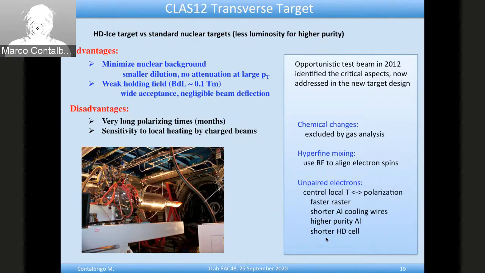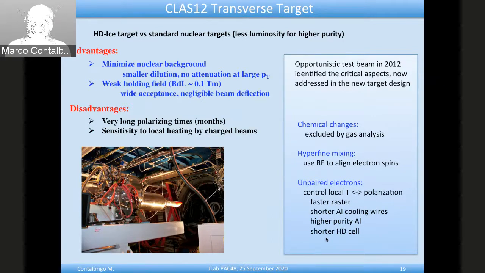So you can have chemical changes in the target that can produce again ortho-hydrogen that will depolarize the target. These were excluded at that time by looking at the gas after the irradiation. You may have hyperfine mixing with the electrons in the target, but this can be suppressed to a large extent by using an RF transition to align the electron and nucleon spins. And then you're left with unpaired electrons that can be created by the beam ionization. Those, if unpolarized, will act as depolarization centers.